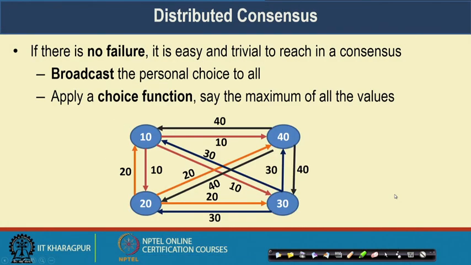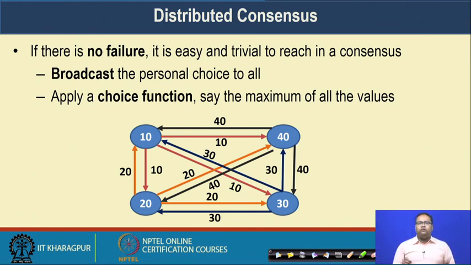But as we know, if there is no failure in the system, then it may be easy and trivial to reach a consensus. So, a generic algorithm can be something like this: you broadcast the personal choice to all, and then you apply a choice function. Say in this case, if your choice is the maximum of all the received values, then you can achieve a consensus.